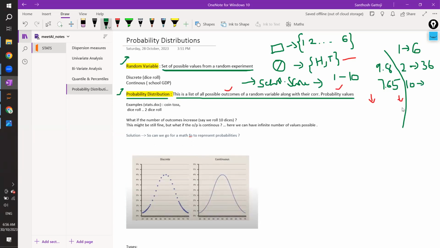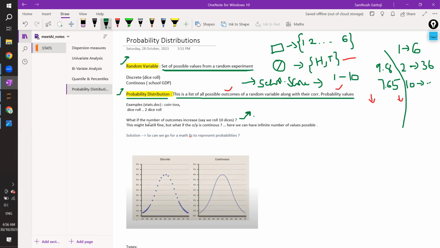6 power 10. Okay, 6 power 10. So it's extremely large, but still you can count. But what if the number of outcomes increased? Let's say 10 dice, it will be more. The possible outcomes will be more, right? What is the case if you have 100 dice? Very difficult, but even that is fine. Let's say you have patience, you are counting.